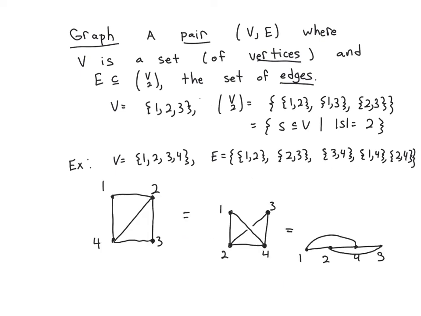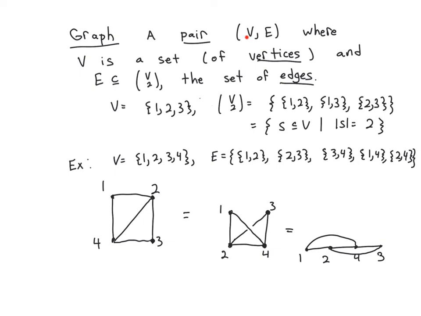Of course, we commonly draw our graphs, so the notion of vertices and edges come from the way we used to draw these. The vertices are usually denoted with dots, and edges are usually denoted with line segments. So here's a drawing of our graph. Vertices 1, 2, 3, 4, and line segments connecting 1 to 2, 2 to 3, 3 to 4, 1 to 4, and 2 to 4.